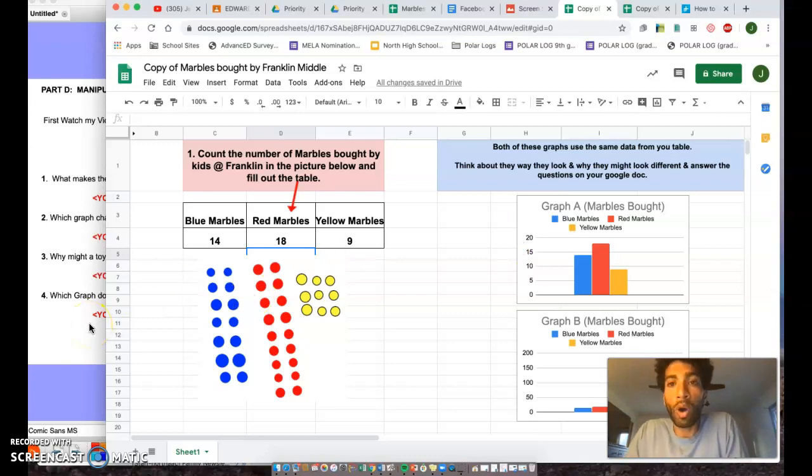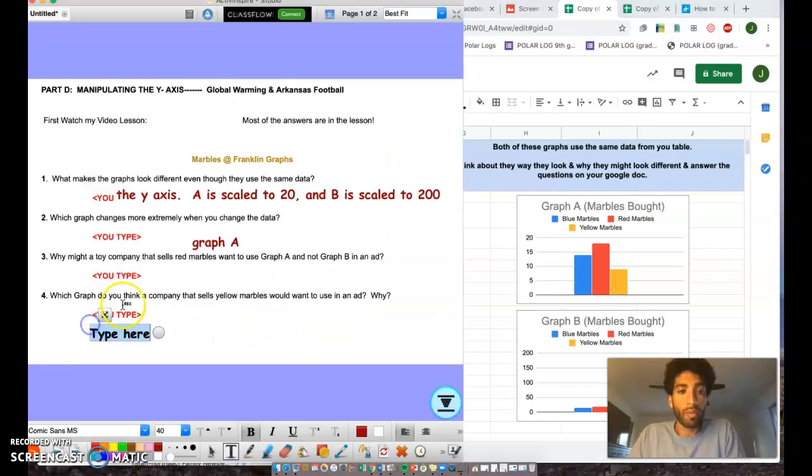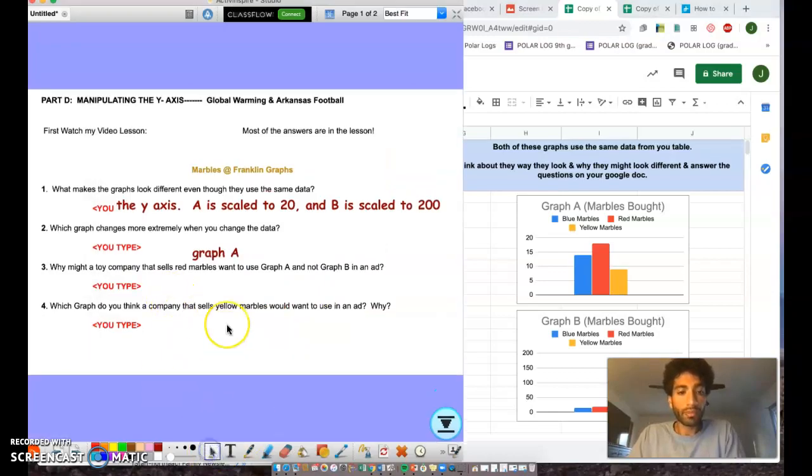The question is, why do people do this? Why is this useful? Is this stupid? Well, I'll save you the answer. It is probably stupid to most of you, but actually I think this stuff is kind of cool, and that's why I'm teaching it. So, for example, let's say you're a toy company that sells red marbles, and you want to put one of these graphs in your ad. Which one are you going to put? Keep in mind, this is how many marbles kids buy.